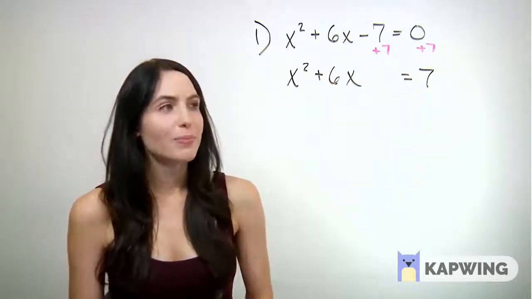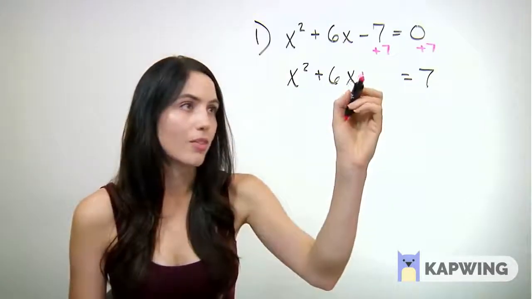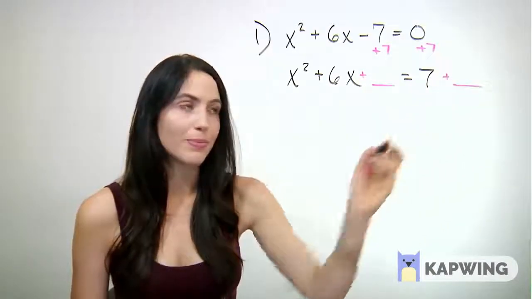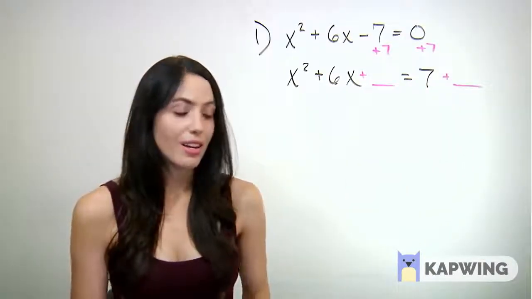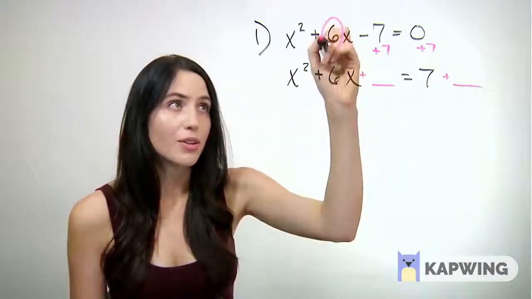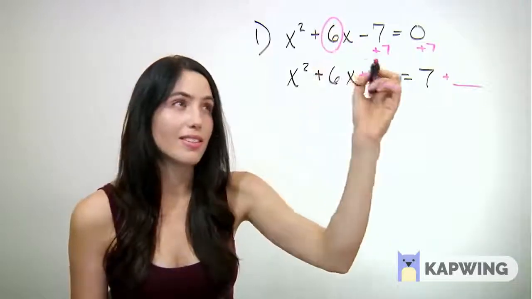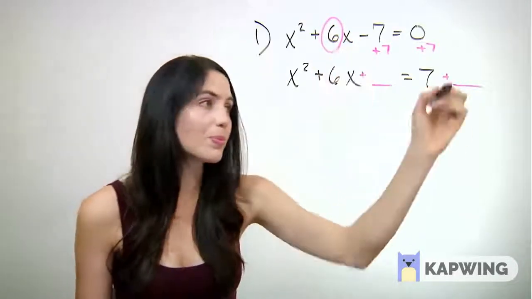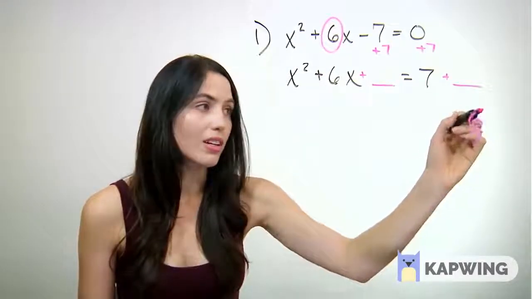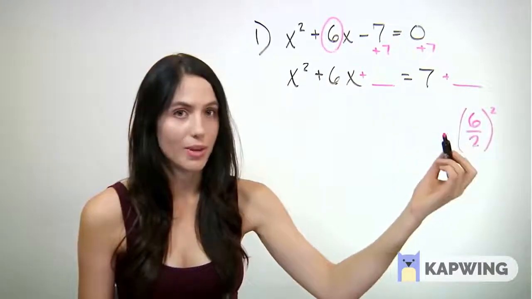The next step is to add a number to both sides. So you're going to have plus something and plus something. What number do you add? You always get the number by taking the coefficient of x, the coefficient of the middle term, in this case 6, dividing it by 2, and squaring it. And that will be what you'll add to the left and right side.